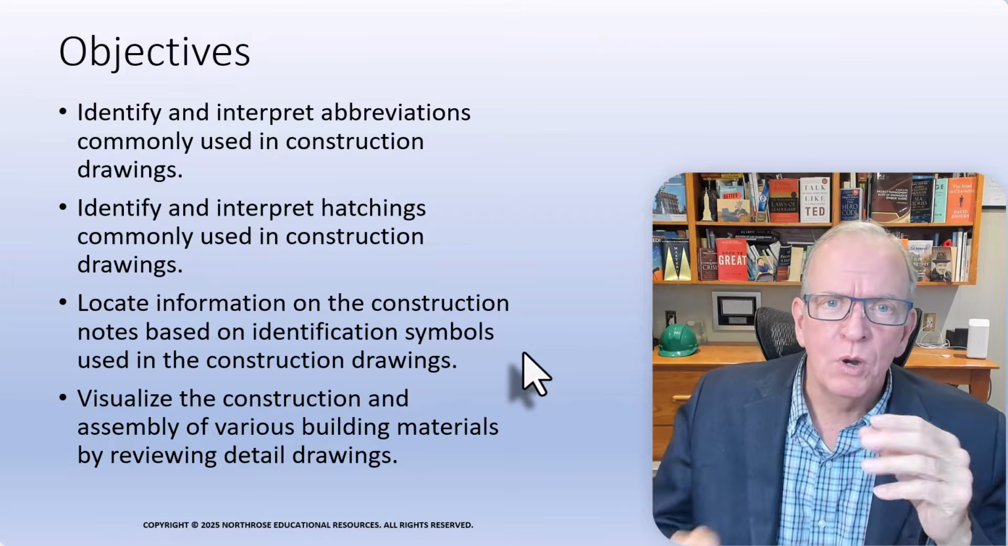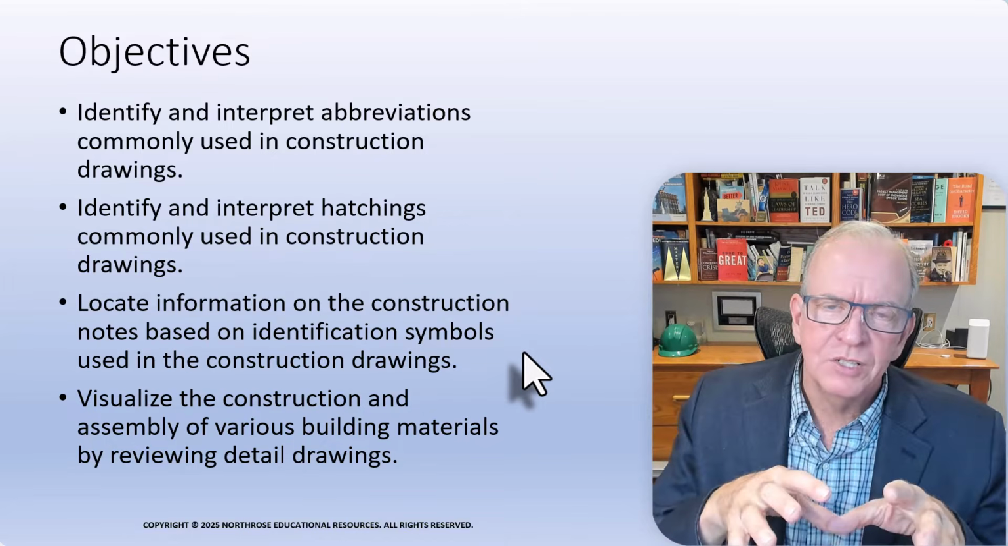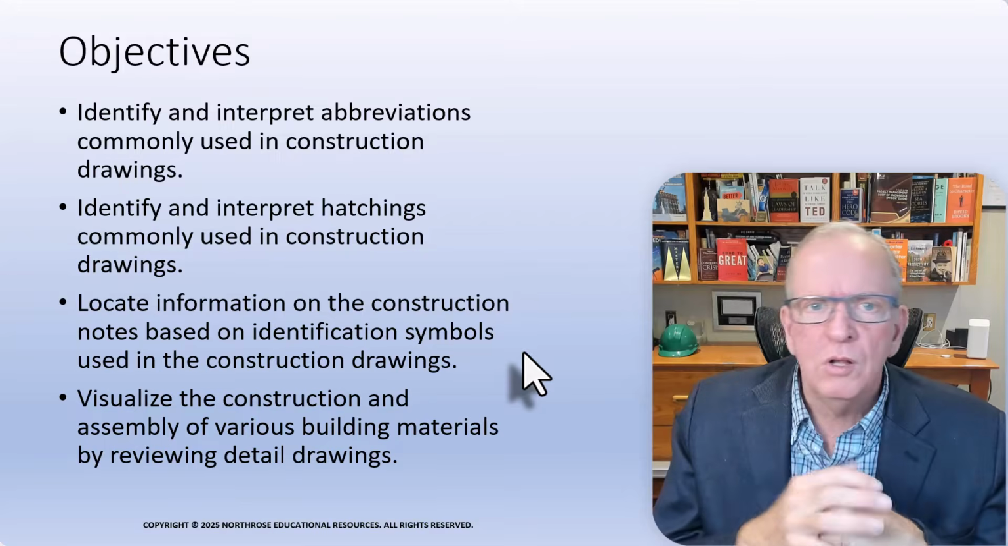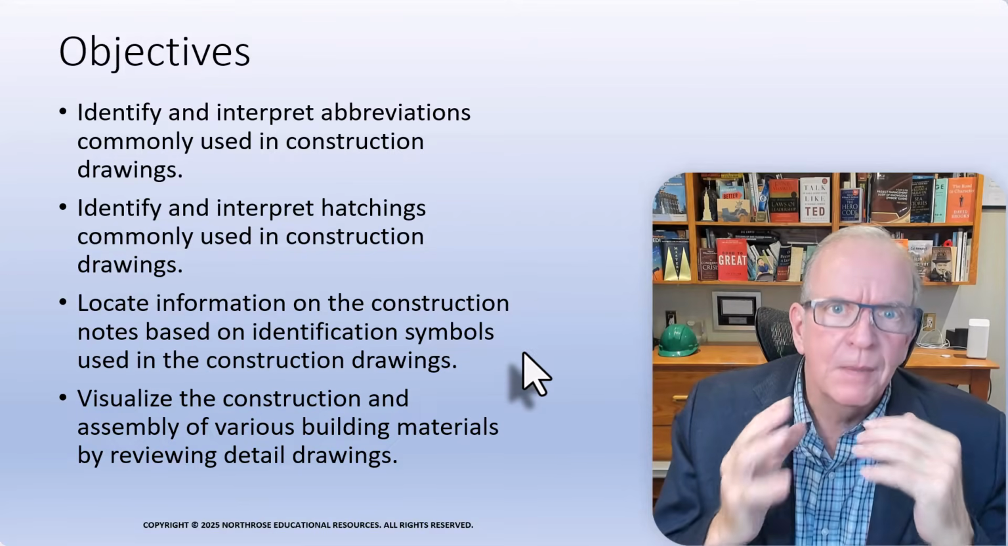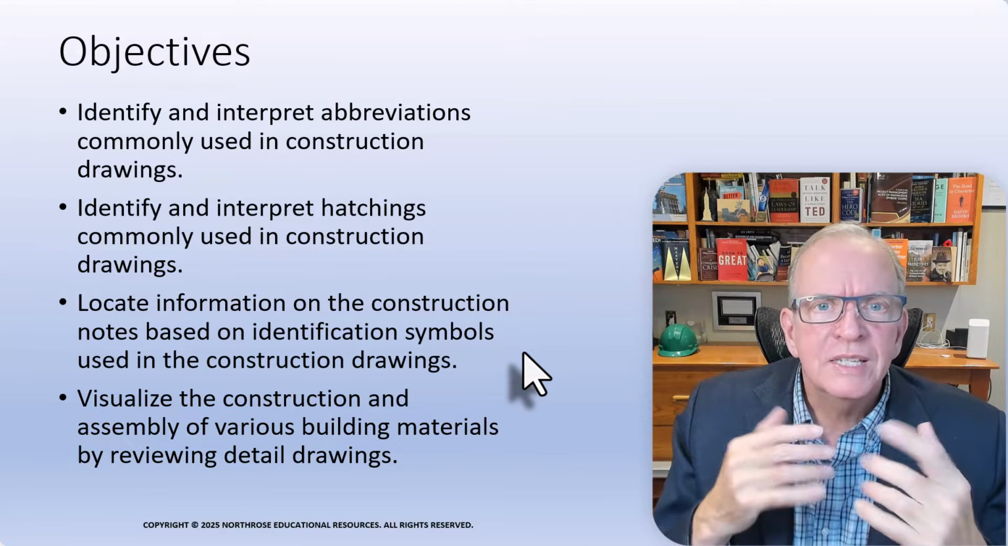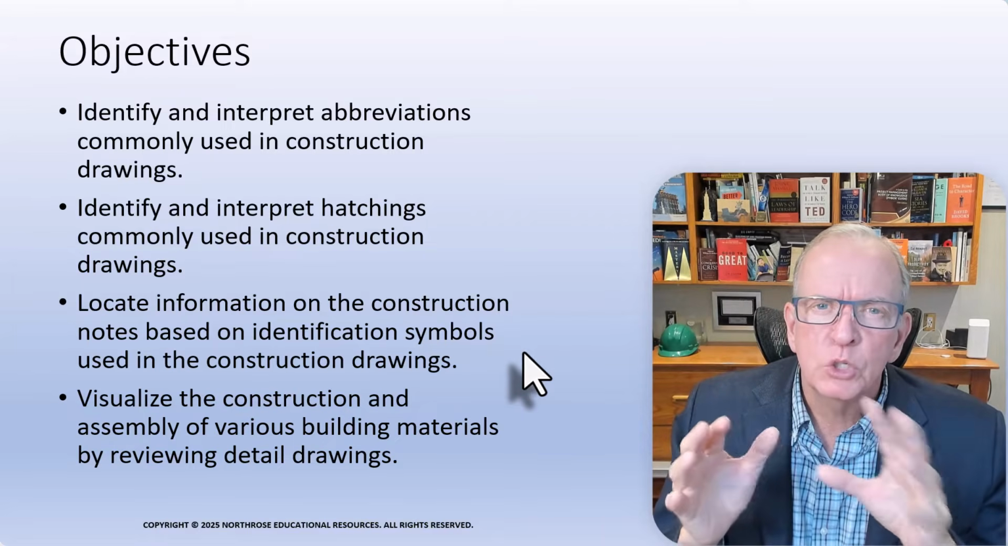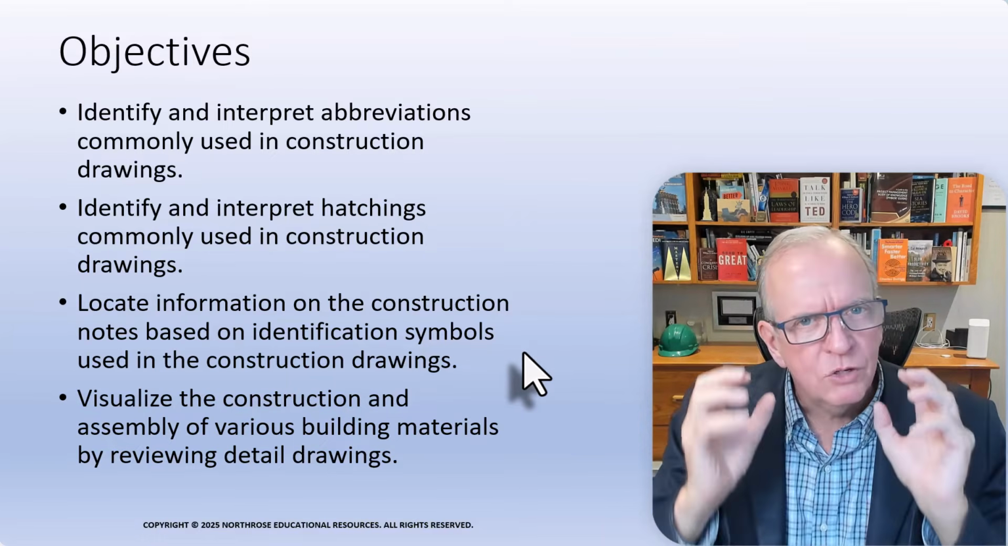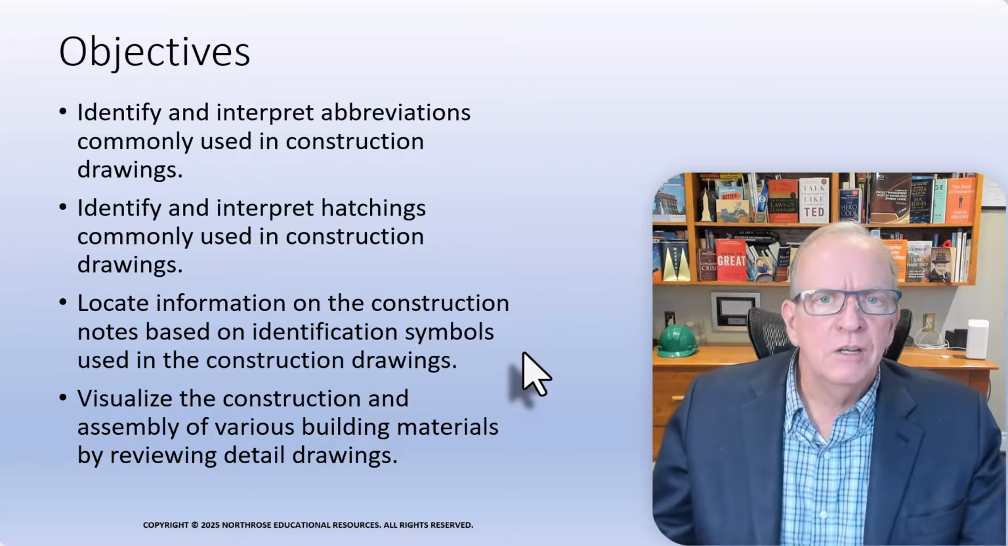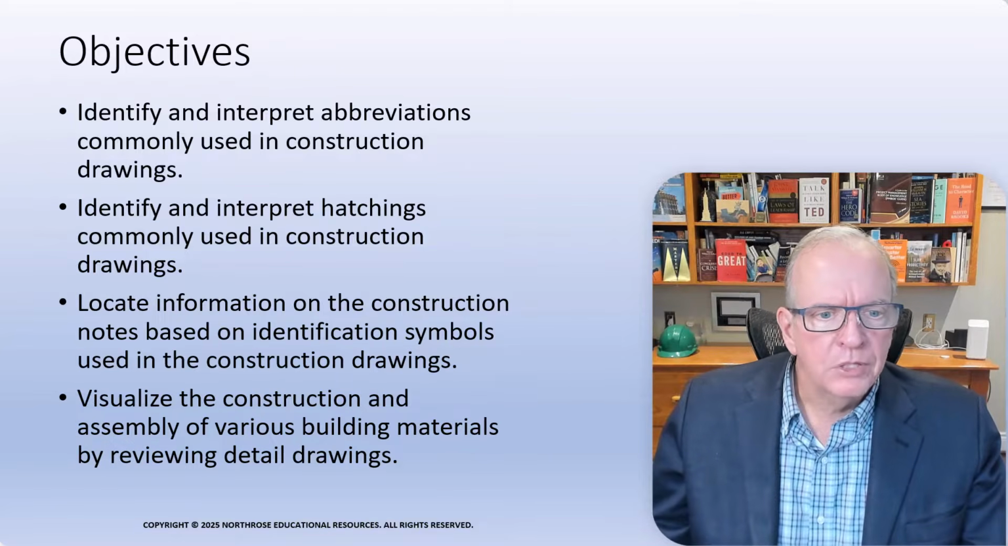Same with hatchings. We want to be able to glance at something and understand: is this a concrete wall? Is this a piece of dimensional lumber? What is this that we're looking at? It's a bit of a shortcut. It doesn't tell the whole story, but it gives you a really good indication of what you're looking at.